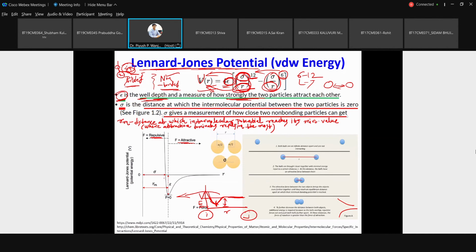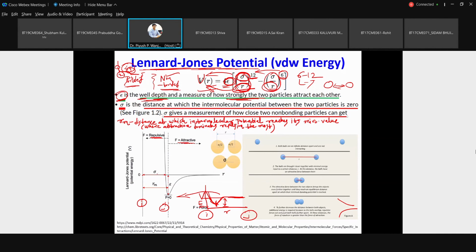Okay. Here you can see there is some distance where both the repulsion and attraction balance. If it is positive, then it is repulsion. If it is negative, then it is attraction. So at this point, both things are getting balanced out. This particular distance from particle I to particle J will be called sigma.